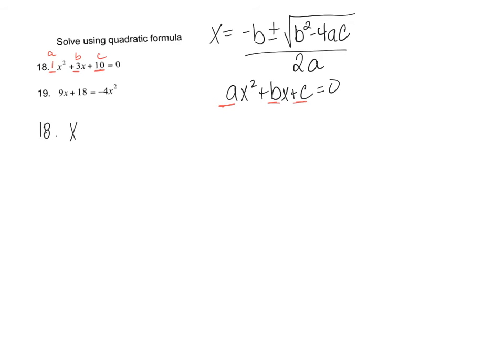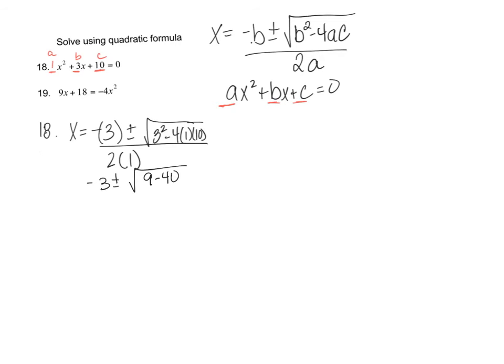18. X equals negative 3, negative b, plus or minus the square root of b squared, that's 3 squared, minus 4 times a, which is 1, times c, which is 10. All divided by 2 times 1, which is a. Well, actually, the x doesn't get divided by that. There. So we get negative 3 plus or minus square root of 9 minus 40 divided by 2. That's negative 3 plus or minus the square root of negative 32 divided by 2.